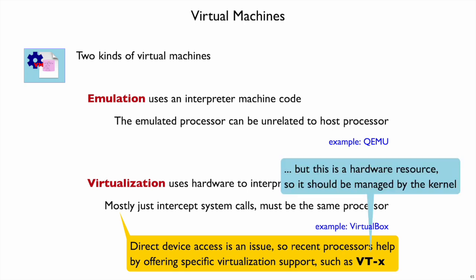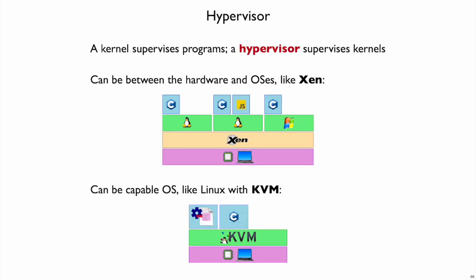Now, VT-x itself is a hardware resource that needs to be virtualized in virtualizations and so on. And so if that's really all that you want to manage in an operating system layer, then you can have something simpler than an operating system that sits between the hardware and multiple operating systems you might run on that hardware. And that thin layer in between is called a hypervisor. Xen is an example of a hypervisor.